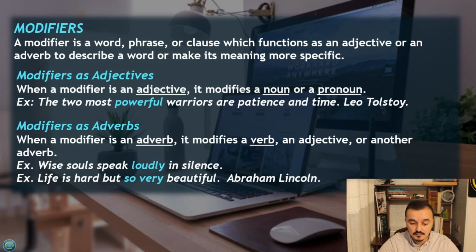Life is hard but so very beautiful. Abraham Lincoln. Wholeheartedly agree with him. In this sentence I have two adverbs, so and very. So modifies very. How much very? And very in its turn modifies, describes my adjective beautiful. How much beautiful? Very beautiful.